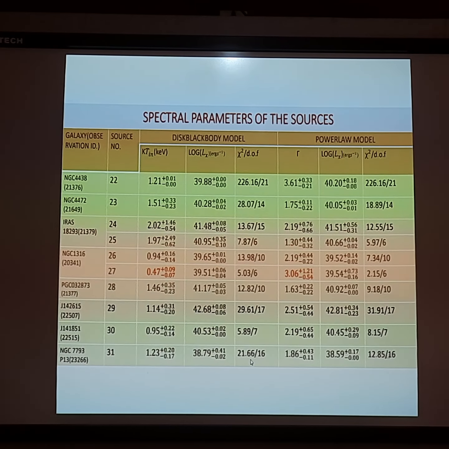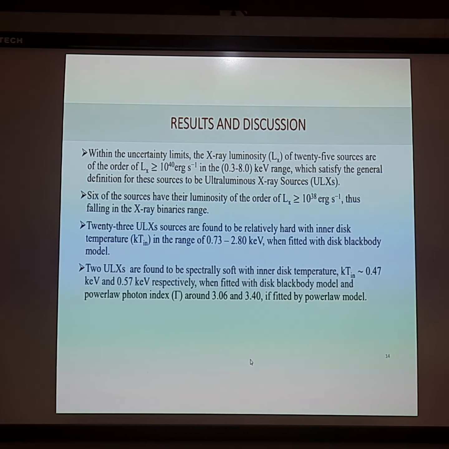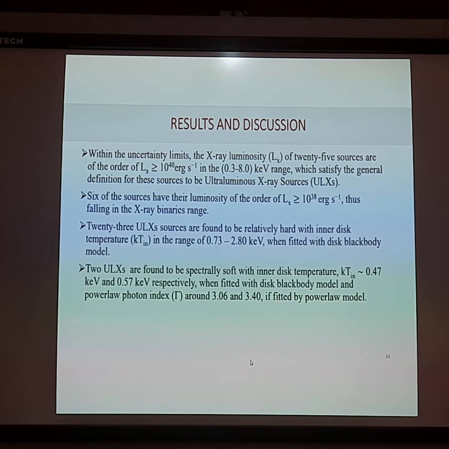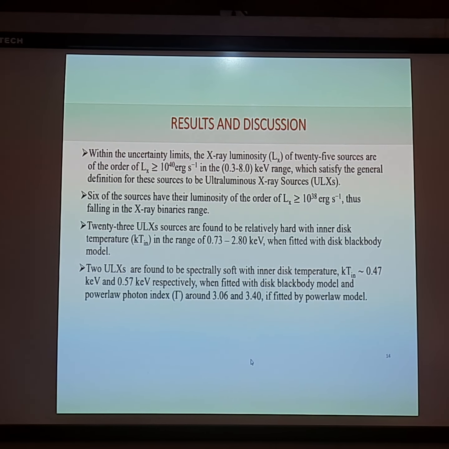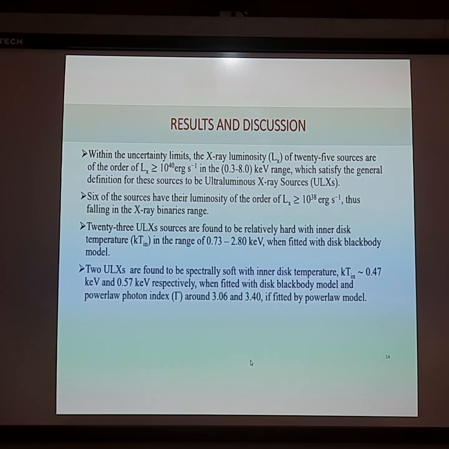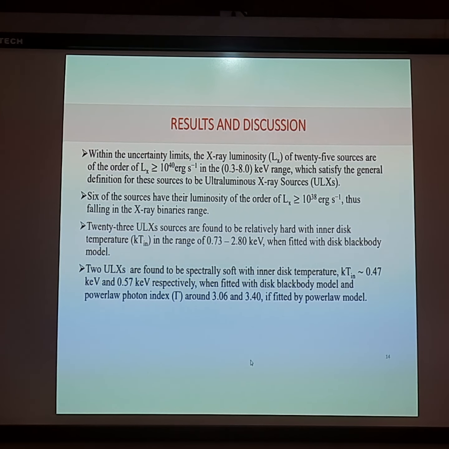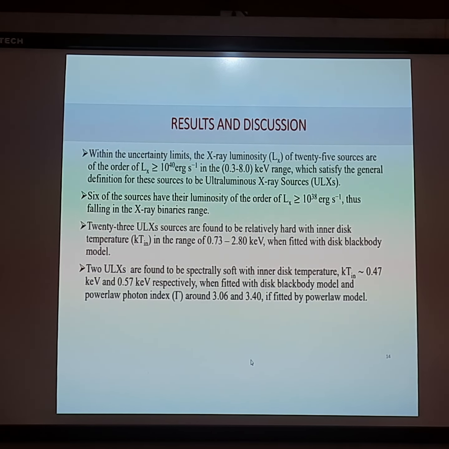The table continues for all the 31 sources. Out of all 31 sources, within the uncertainty limits, there are 25 sources with luminosity greater than or equal to 10^40 erg per second in the energy range of 0.3 to 8 keV. So these 25 sources fall in the range of ultraluminous X-ray sources. And out of the 31 sources, 6 of them have luminosity around 10^38 erg per second, so they are in the X-ray binaries range.